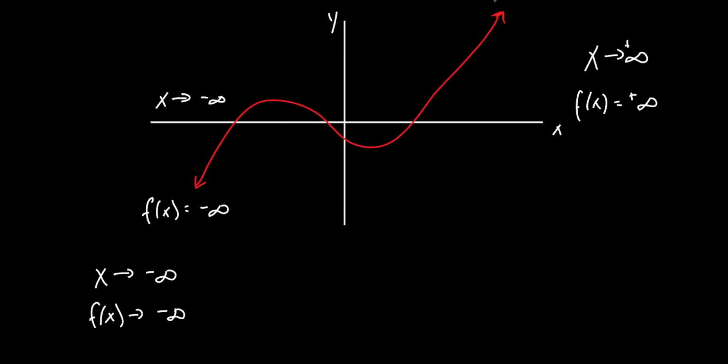Not every function looks like this. Okay? You might have a function that looks like this. Well, actually, let's do this. I'm going to do the actual example from the book, example 3. And it says, describe the end behavior of f of x equals negative 2x cubed.